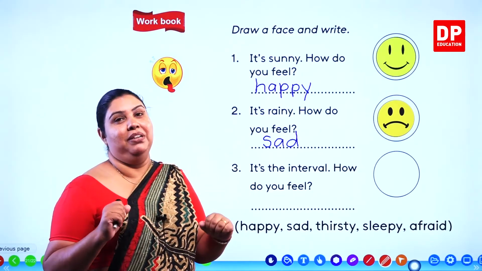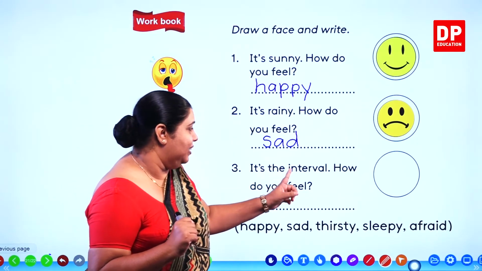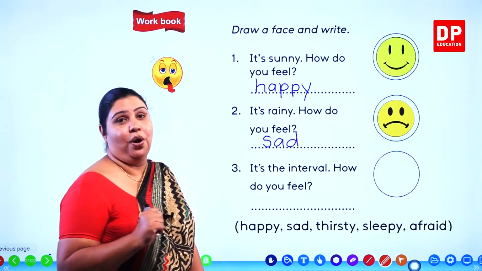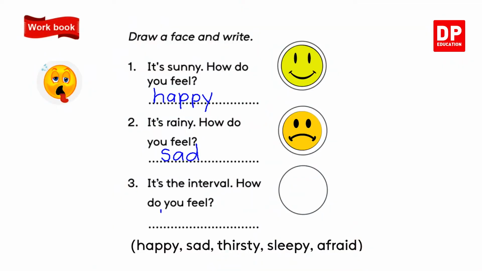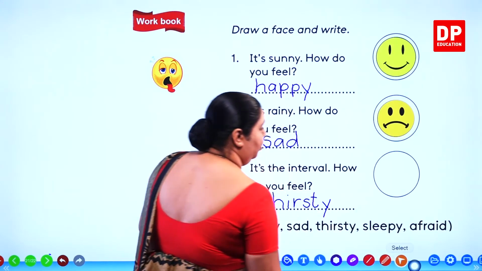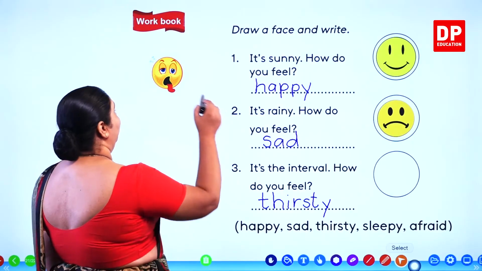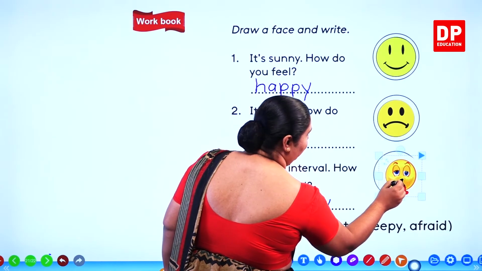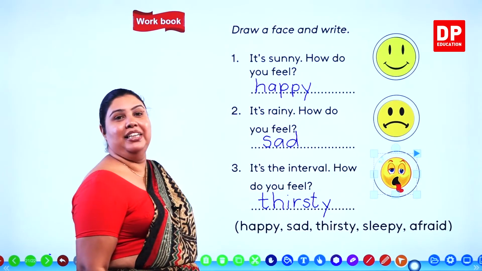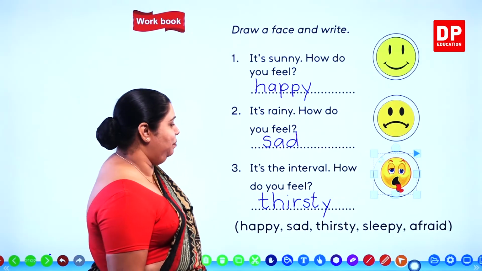So the most suitable words are, you can say it's the interval. How do you feel? You can say either you're happy or you can say I feel thirsty. Thirsty, T-H-I-R-S-T-Y. When you're thirsty, how do you feel, children? When you're thirsty, you will feel like this. You have to draw it beautifully. Now, not like the teacher. My little girls and boys can draw beautiful pictures, I know.